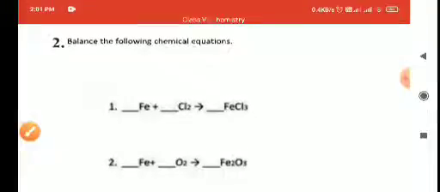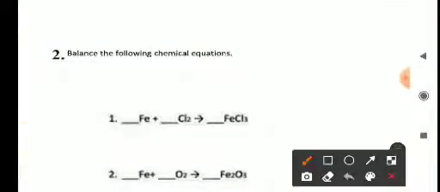Now come to question number 2. Balance the following chemical equations. Fe plus Cl2 gives FeCl3. Here the number of chlorine atoms is 3, and here it is 2. To balance the chlorine, if we add 3 before Cl2 there will be 6 chlorine, and if we add 2 before FeCl3 there will also be 6.